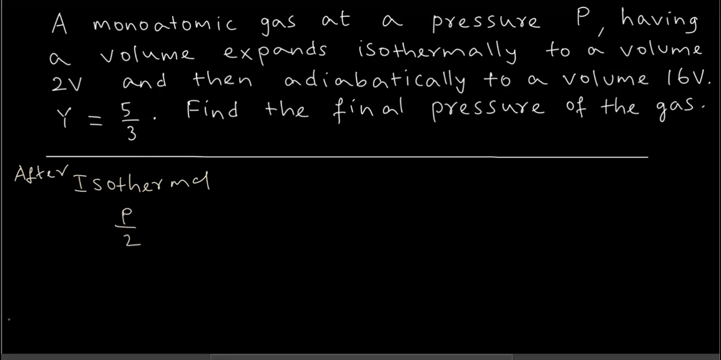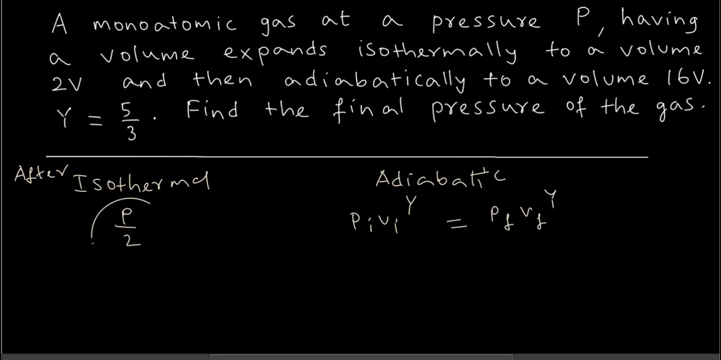Right? Now for adiabatic, you can just use P initial into V initial raised to gamma is equal to P final V final raised to gamma. That's it. And then P initial, now I'm going to start with this after the isothermal process. So that is P by 2 for me, and then volume is 2V. Gamma is given as 5 by 3. I want P final, and then volume is given as 16V raised to 5 by 3.